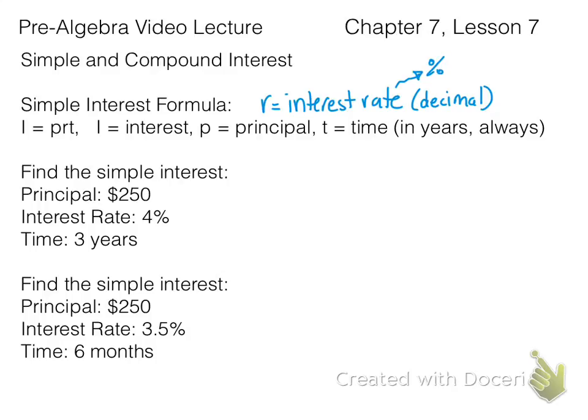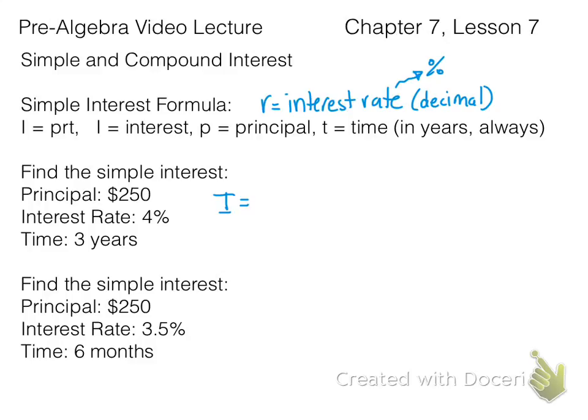All right, so let's find the simple interest of a principal of $250 with an interest rate of 4% over the course of 3 years. Now, this could be basically you putting money into a savings account. The bank says we're going to pay you 4% over the course of 3 years based on your principal. They might be putting money in each year, but it doesn't count toward the simple interest. It's just over the course of 3 years, they're going to pay you 4%.